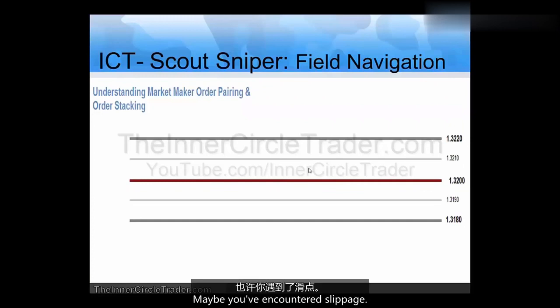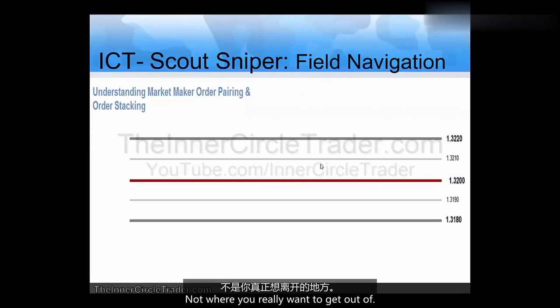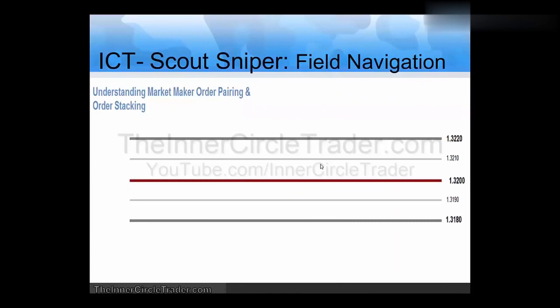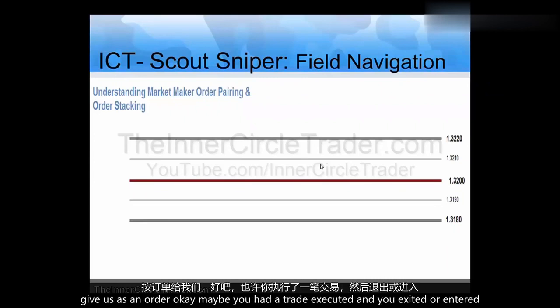And then maybe you've encountered slippage. In other words, you really wanted to get out at 132.05, but maybe they filled you at 132.10. That's slippage. Why did they fill you at 132.10? Because that's where their order was for them to execute. So they're going to fill you there, not where you really want to get out. It doesn't happen all the time, no, but obviously we as retail traders are at the mercy, if you will, of what the dealers are going to give us as an order.